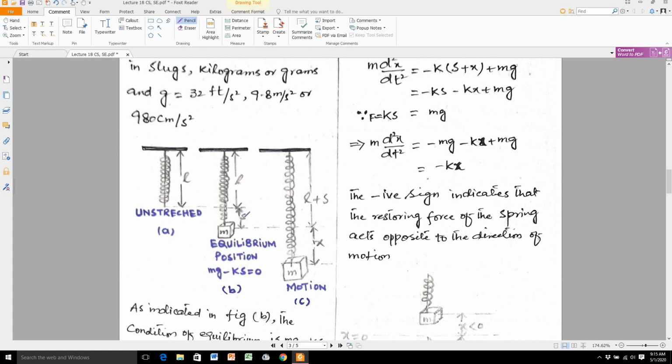Here it is also L, and this is called the elongation. This is called the equilibrium position, and this position is called the unstretched position. When some external force is applied on this mass and stretches it in the downward direction, the length of the spring in the equilibrium position is L plus S.